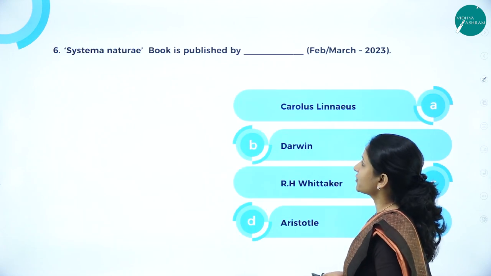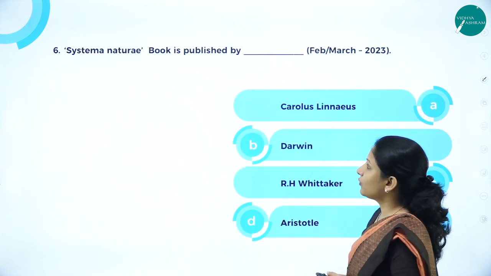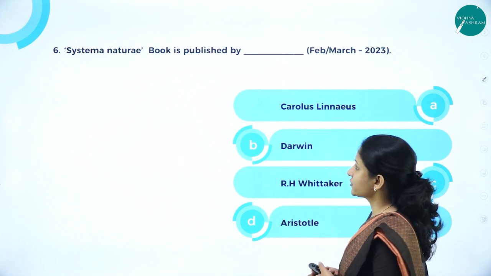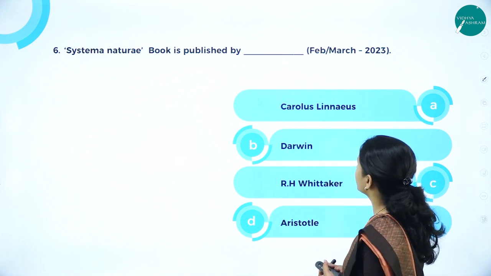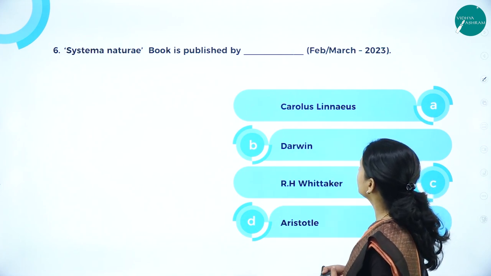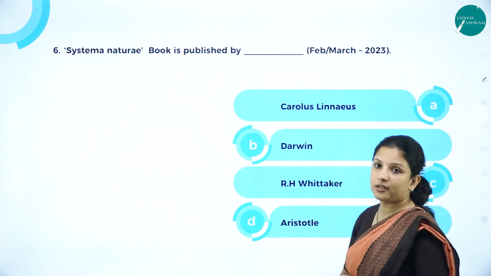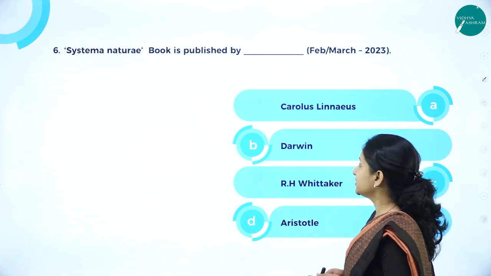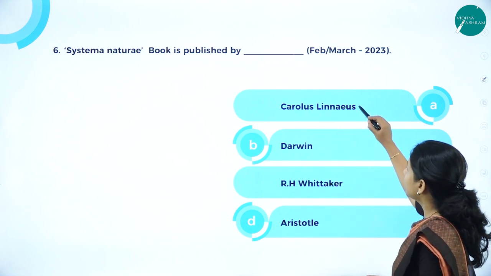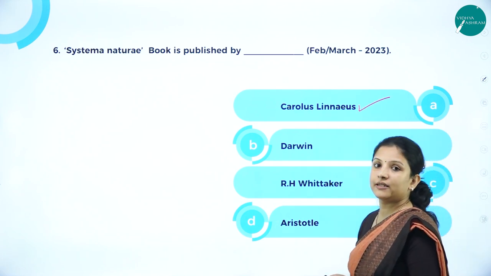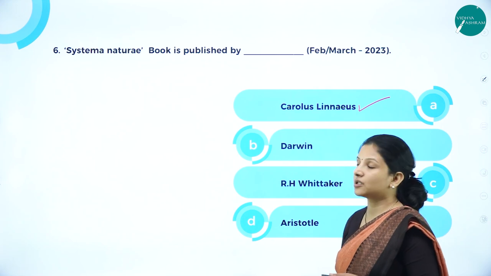Next, the Systema Naturae book is published by, who was the scientist who published or authored Systema Naturae? This question was asked in February, March 2023 in the form of MCQ. So, this is an important question. It is Carolus Linnaeus. Carolus Linnaeus was the author of the book Systema Naturae.